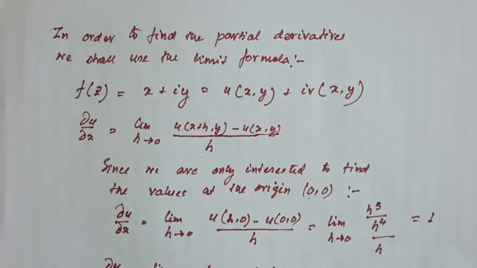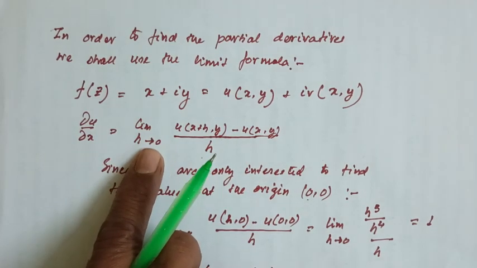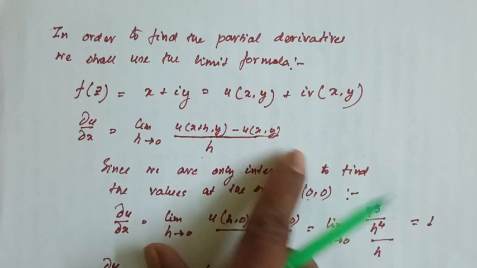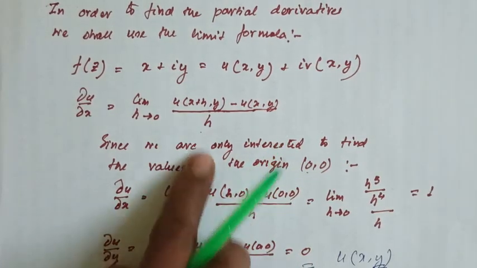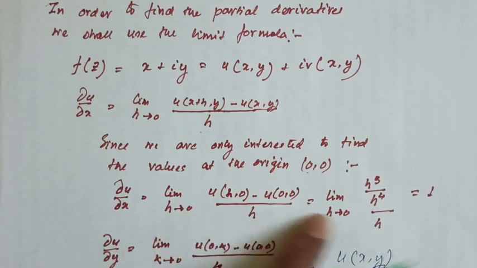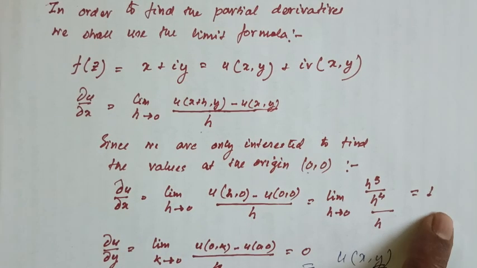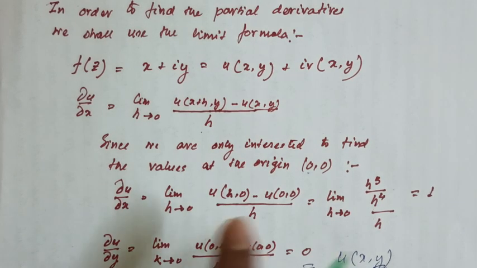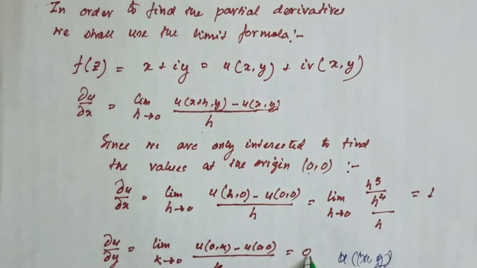In order to find the derivatives, we'll use the limit definition, which is limit h goes to 0, u(x plus h, y). This is the formula as we all know. We simply replace the value of x with h. We get this quantity, h^5 over h^4 over h, which is simply 1. And for partial u over partial y, it's simply 0. There is no y in this function. Like in the u(x, y), there is no y, so it's simply 0.